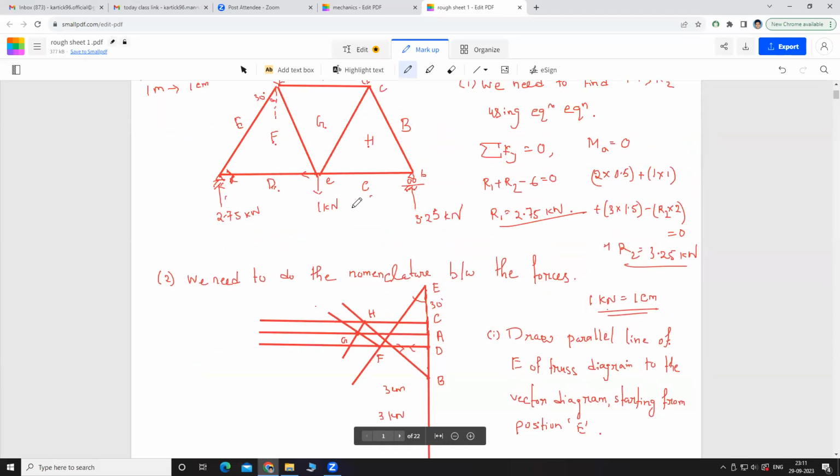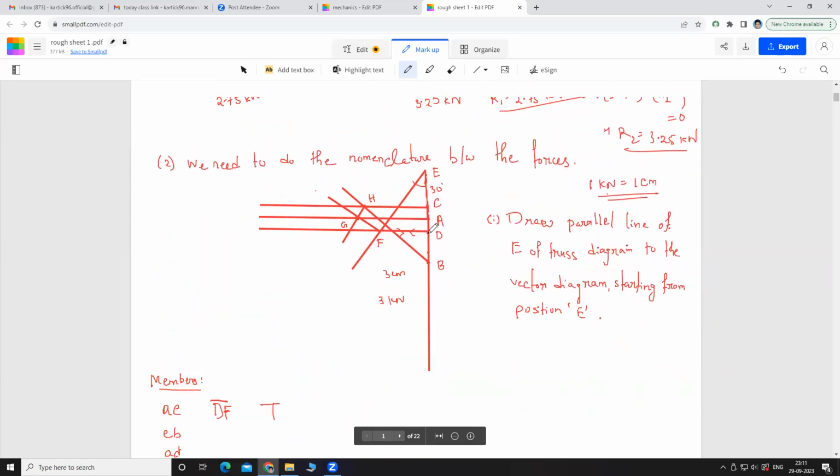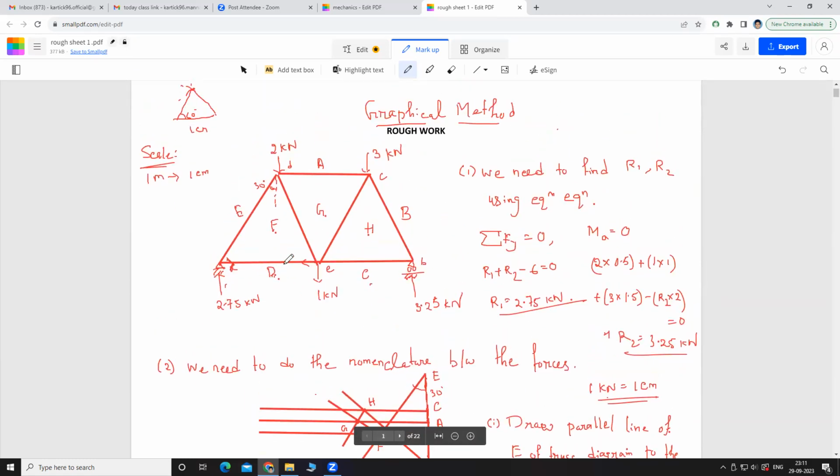Similarly, we'll check for another 2 points. The other 4 points you can do by yourself. This one we did. Suppose we are doing for this one, and then we'll check on the inner side. Suppose for this one, these two we'll do.